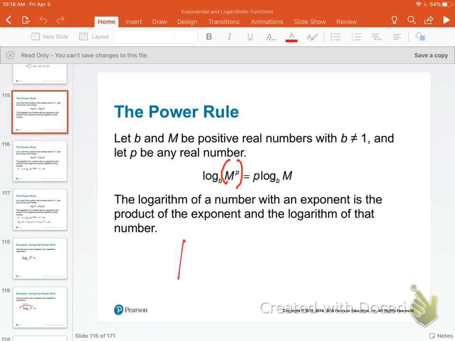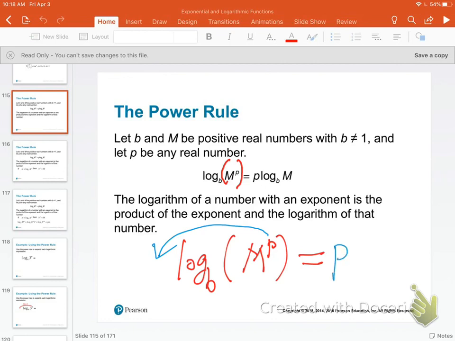Okay, so log base b of a power, m to the p power. So what's the power rule? We just move this exponent p to the front of the log notation. So we move p to the front, and then we have log with the same base b of m. Okay, so this is the power rule. For all these three rules, we always have the same base. So that's the key, same base.